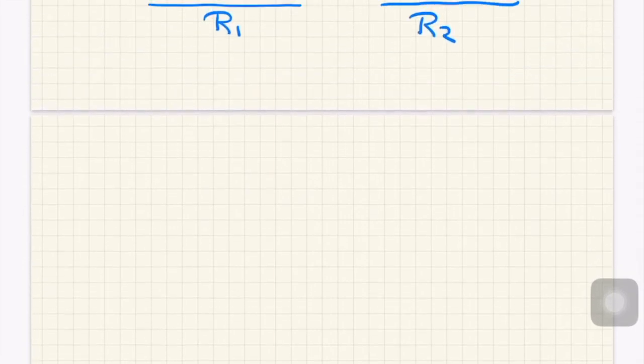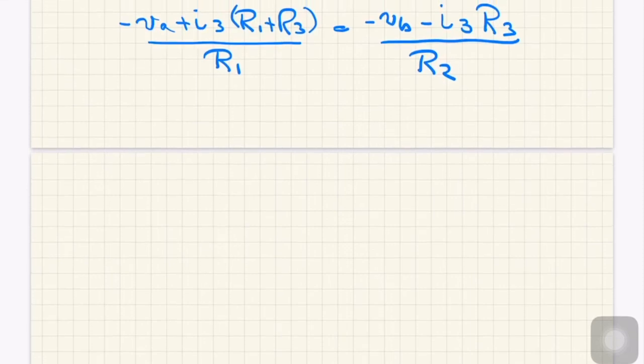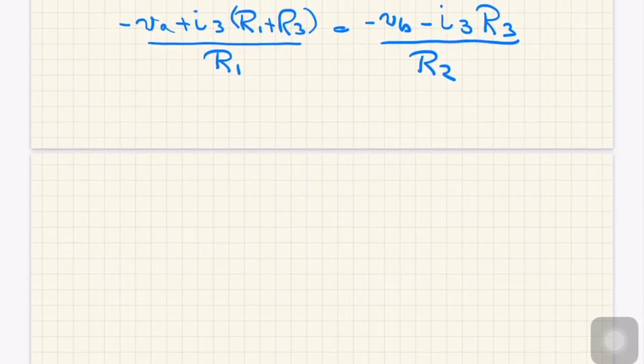Let's scroll up, make a little more space. So now if I look at this, I realize I need to have them over the same denominator in order to solve this combined system. And eventually I want to have I3 on the left and the other terms on the right. So I'm going to cross multiply. I'm going to get a common denominator, which is R1 R2. Let's write it out in full and see what it looks like. So I'm going to multiply the left side equation by R2 over R2.